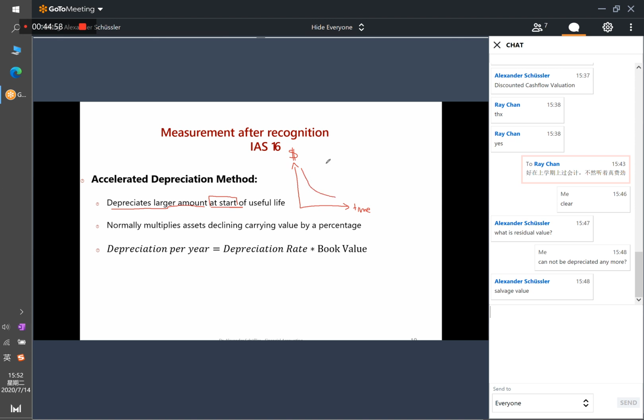Let's say this is 1 year. So we have a bigger amount here than, let's say, in a later year, where we only have this. So in a later year, the depreciation amount is lower.